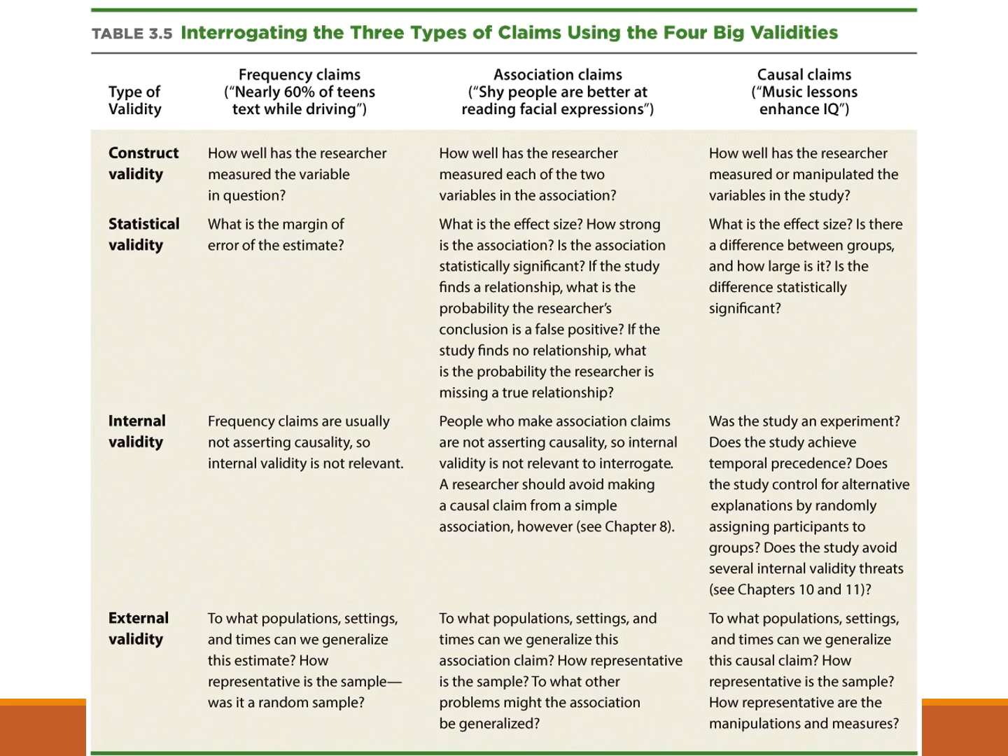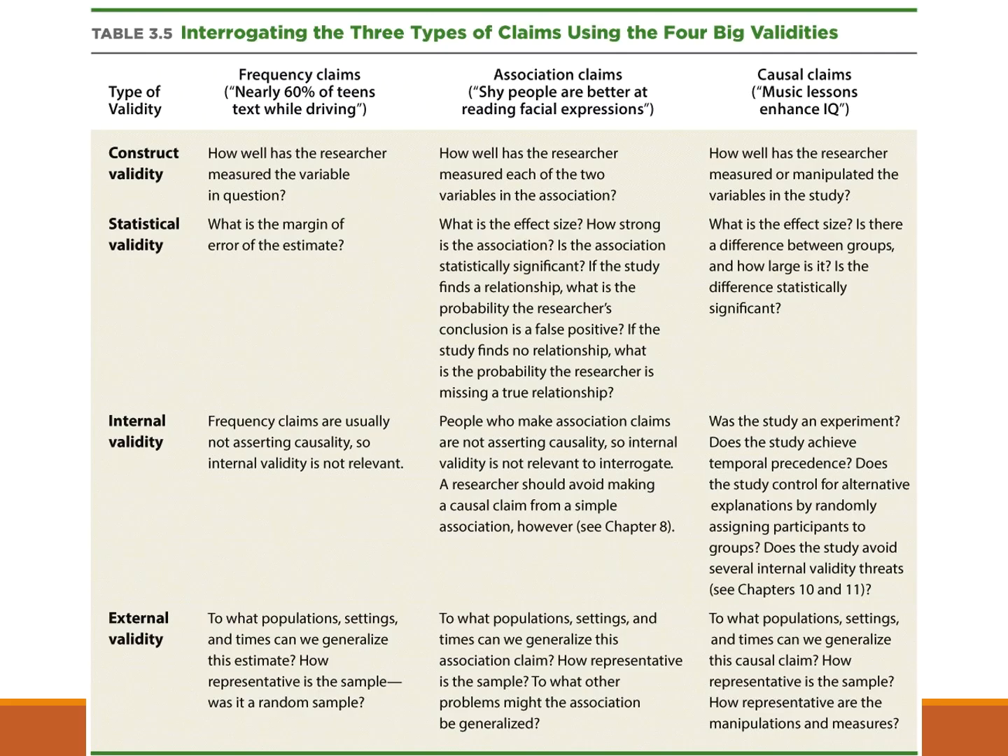In this case, internal validity is not as relevant to interrogate, because people who make association claims are not asserting causality. A researcher should avoid making a causal claim from a simple association, and we've talked about that as well. And finally, external validity: to what population, settings, and times can you generalize this association claim? How representational is the sample? And to what other problems might this association be generalized?